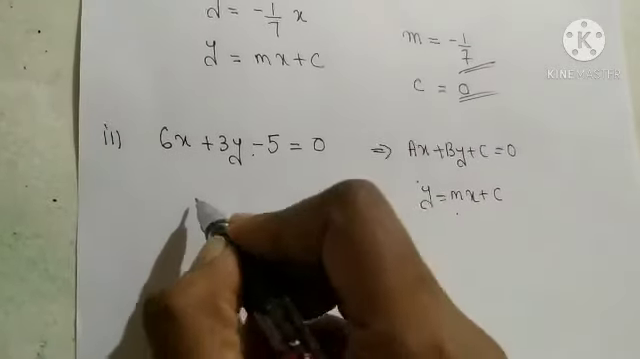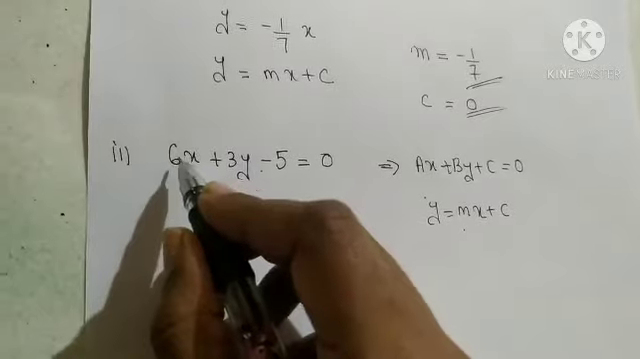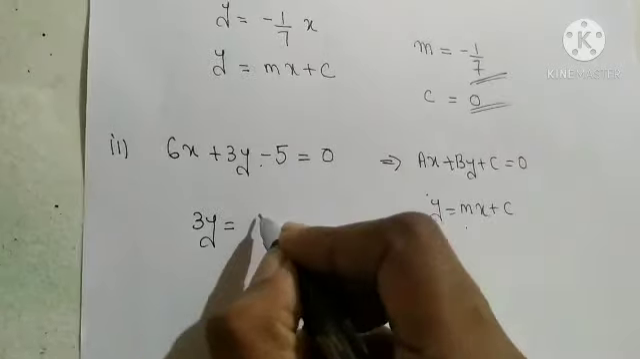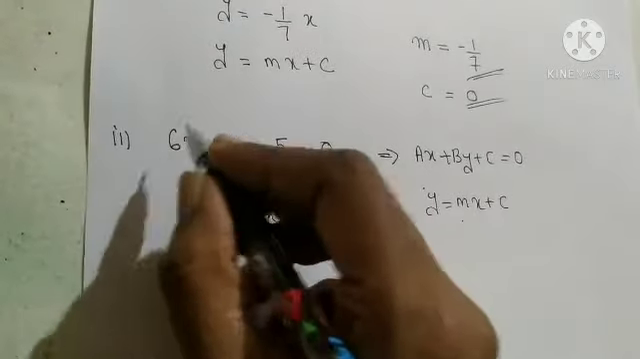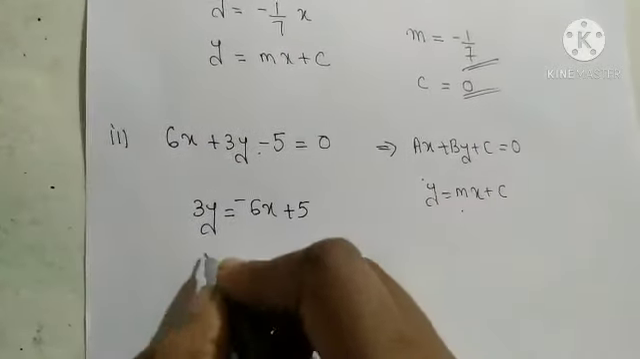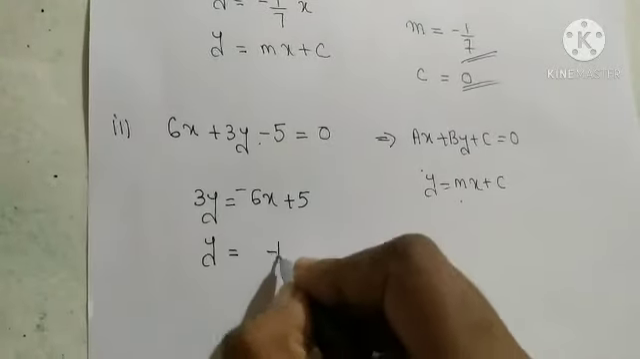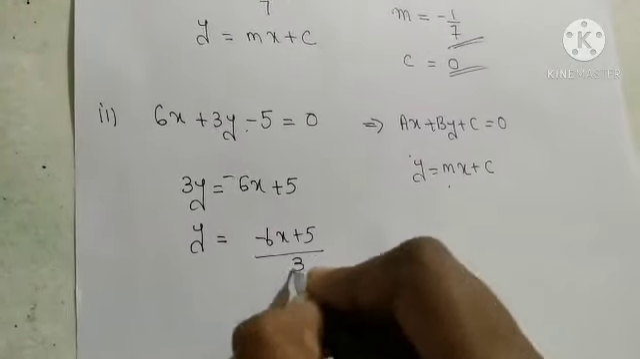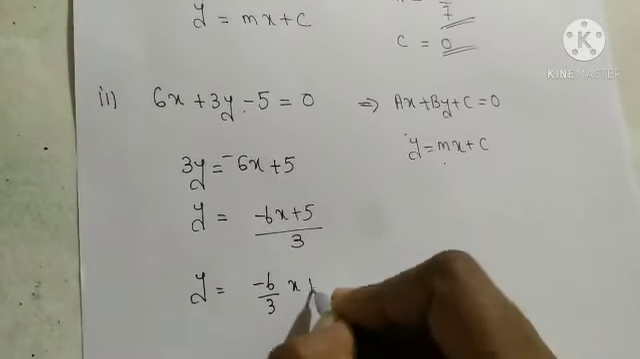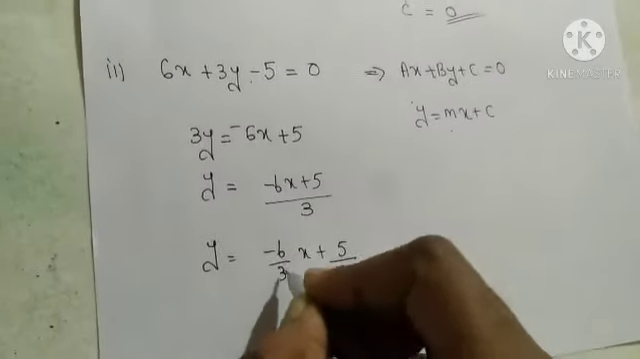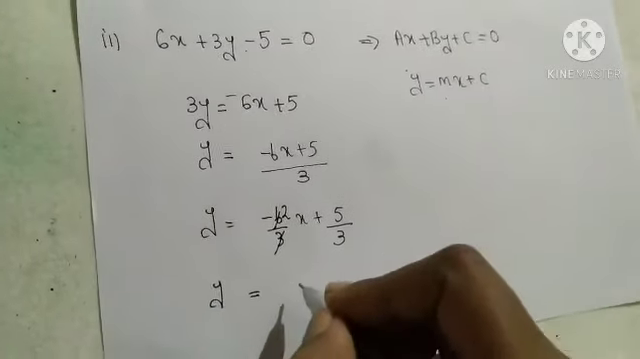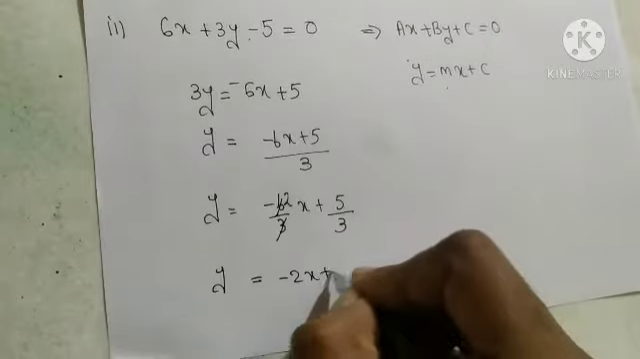For that I am going to take 6x and minus 5 to RHS, we get 3y equal to minus 6x plus 5. The 6x changes to minus 6x, and minus 5 changes to plus 5. Okay. And from this y equal to minus 6x plus 5 whole divided by 3, and dividing individually, we get minus 6 by 3 x plus 5 by 3. So cancel this 3 and 6, it will become minus 2 here. So this equation is reduced to y equal to minus 2x plus 5 by 3.